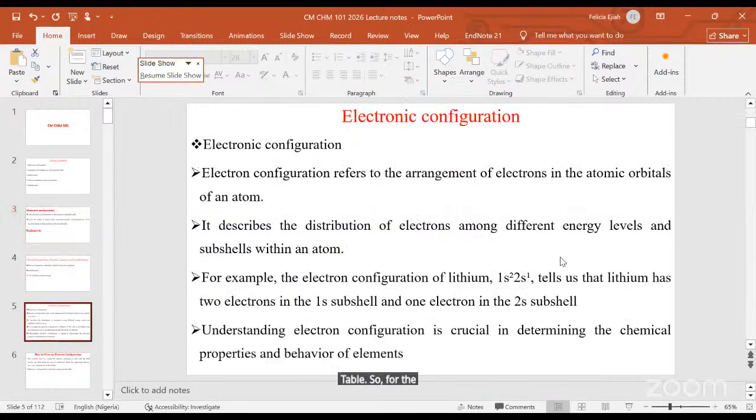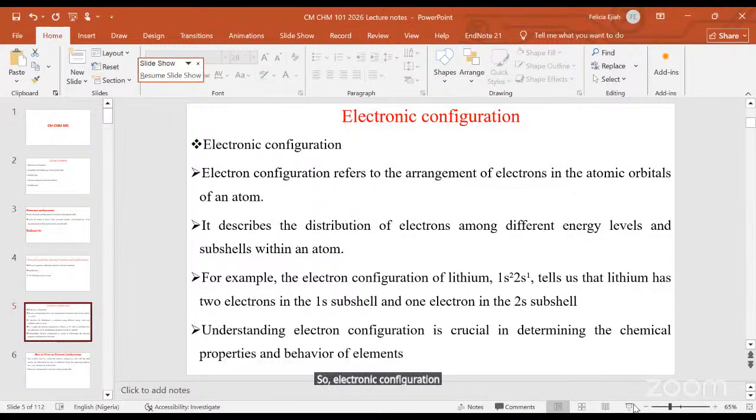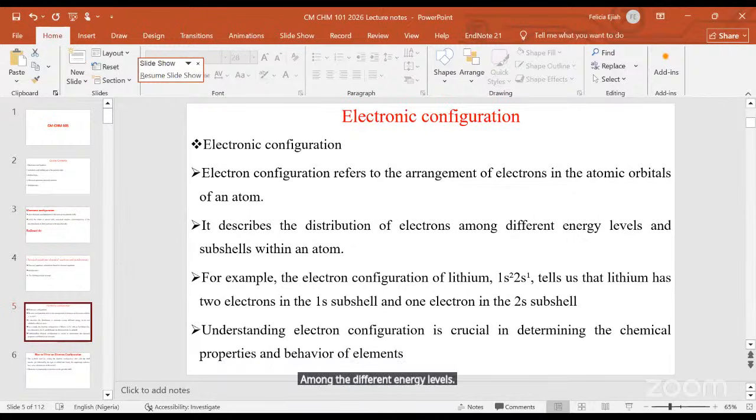So for the electronic configuration, we are going to start with electronic configurations. Electronic configuration basically refers to the arrangement of electrons in the atomic orbitals. That is the way that the elements are arranged in the periodic table according to their atomic number. Also, from electronic configuration, we'll be able to know the distribution of electrons among the different energy levels and the subshells.